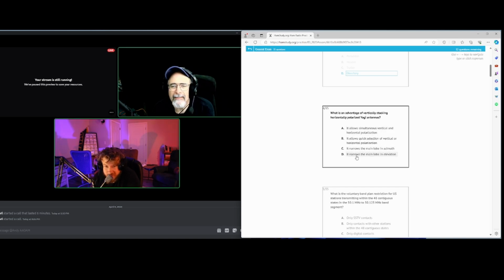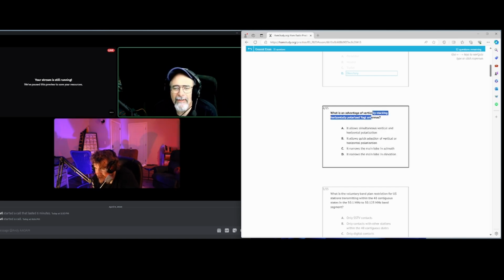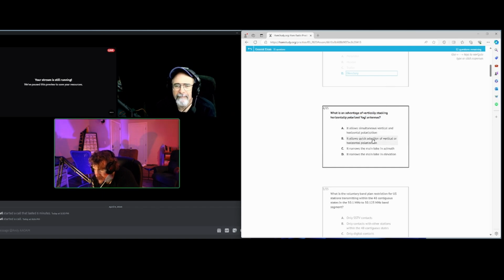What is an advantage of vertically stacking horizontally polarized Yagi antennas? Allows quick selection of vertical and horizontal. Narrows the main lobe in azimuth. It narrows the main lobe in elevation. I don't know.